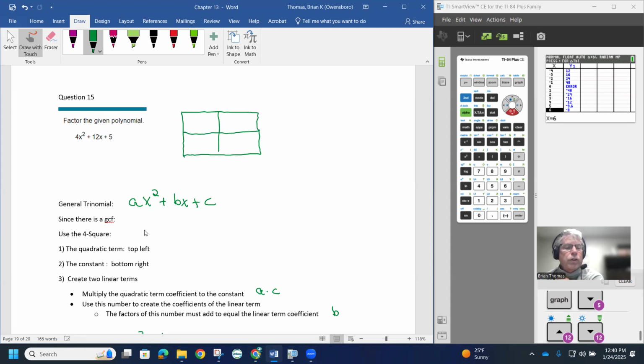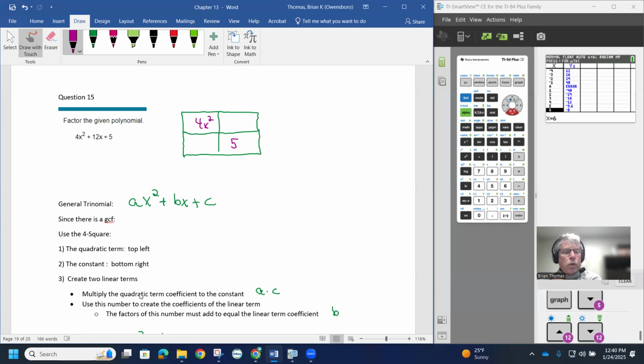So using the 4 square strategy, what we learned is the quadratic term goes in the top left. So the degree 2 term, the 4x squared, goes in the top left. The constant goes in the bottom right. The constant is the number without the variable, so the 5 will go here. Now the catch is we've got to create 2 linear terms. So the 12x has got to be broken apart and put into 2 spots.